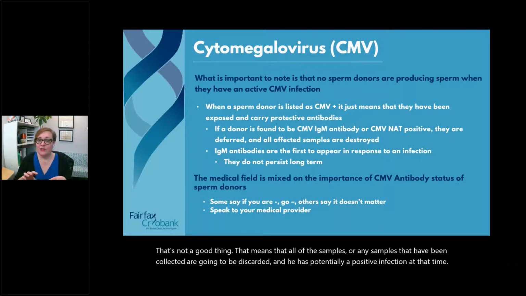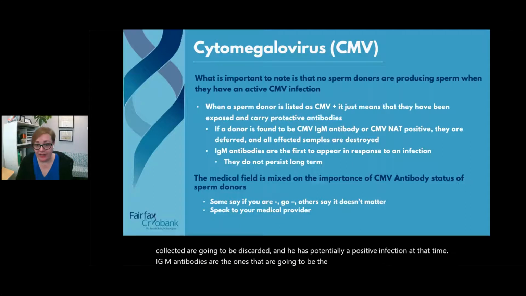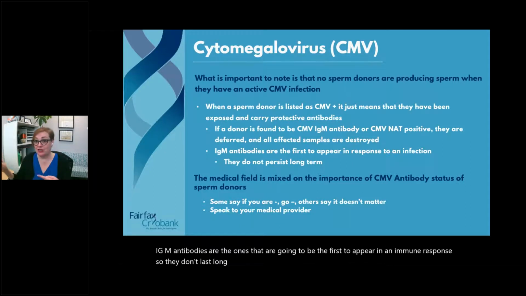IgM antibodies are the ones that are going to be the first to appear in an immune response. So they don't last long term like the IgG antibodies. So that's why we look for both. Now, on top of that, I mentioned that at Fairfax, we're also doing CMV NAT testing.